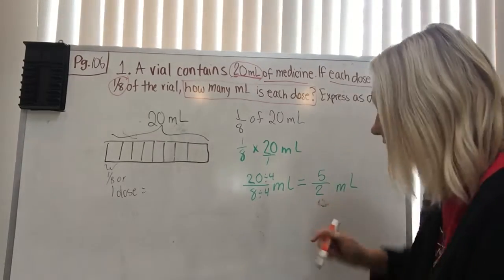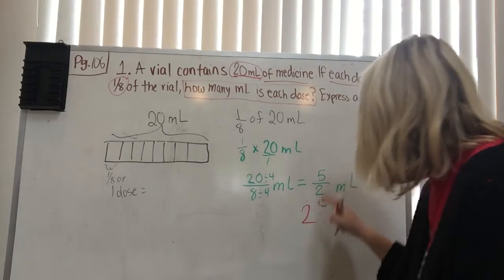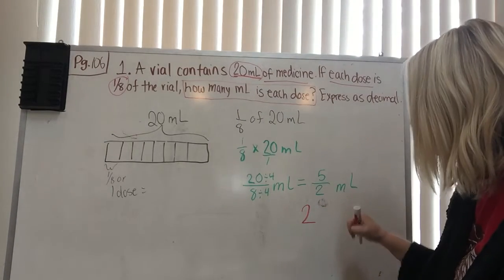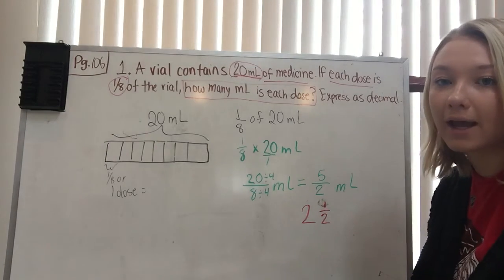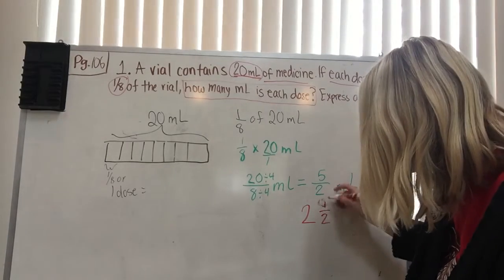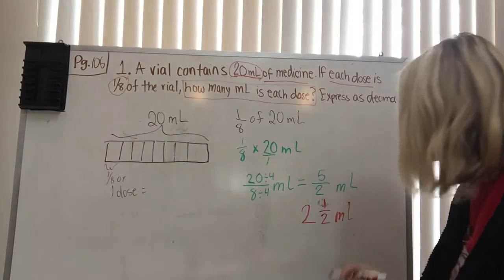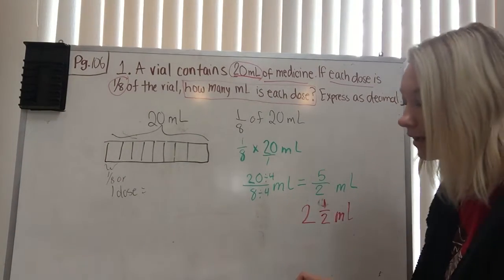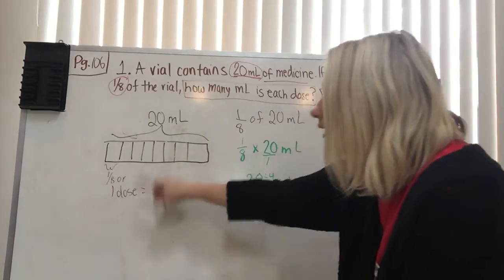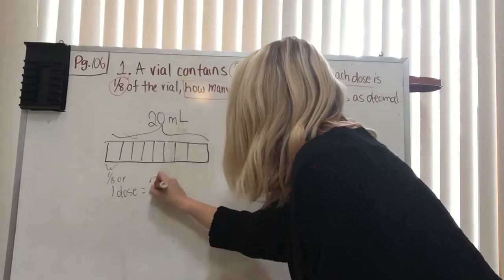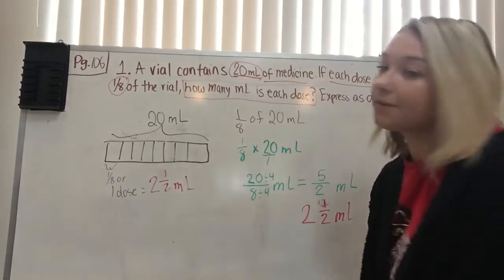Oh, that is a gross color. Goodbye. This is going to go 2 because 2 goes into 5 2 times. And then there's 1 left over. So 2 1/2. I know there's a little smudge right here, but 2 1/2, and of course milliliters. So we know that 1/8 of 20 milliliters is going to be 2 1/2 milliliters. Okay, Miss Sullivan, I'm done.